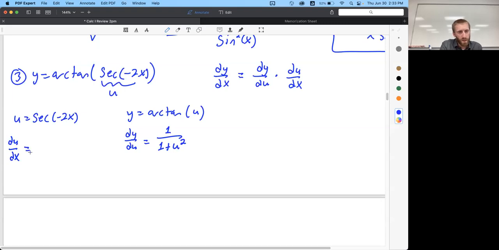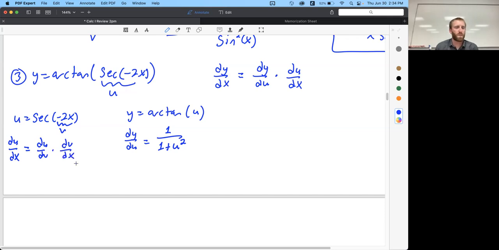And within this, I have yet another chain rule. So I can say, well, I'll call this thing v. So du dx would be equal to, let's actually do this, du dv times dv dx.